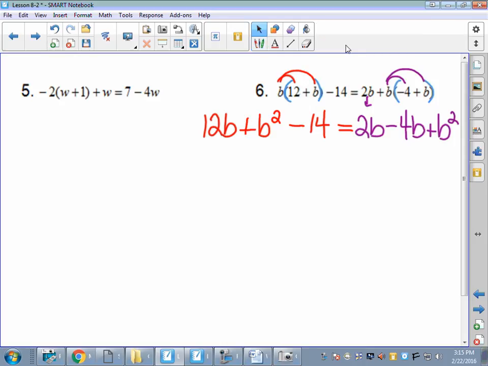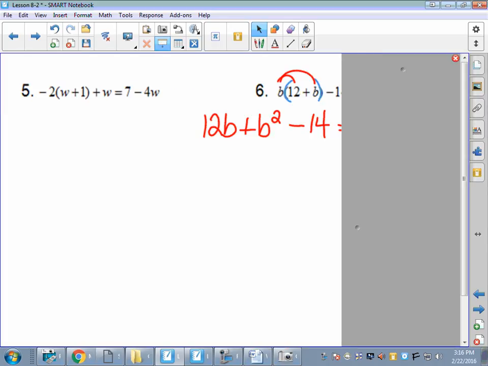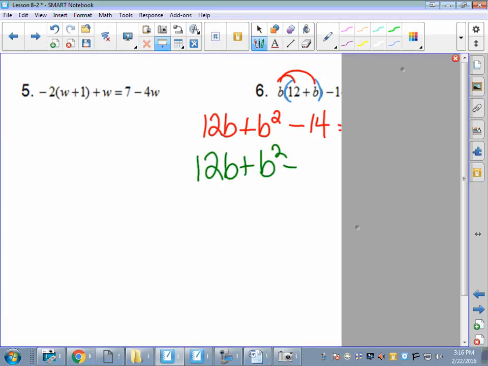Now do like we did, think way back, look to see if there are like terms on either side of the equation. So when I block out that side, is there anything I can combine with a 12b plus b squared minus 14? I have no like terms, right? So I'm just going to rewrite this. You can change the order if you want to, whatever. I'm just going to leave it until I figure out what I'm going to do with it.